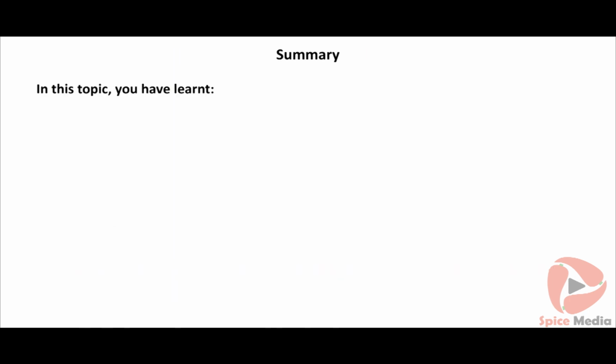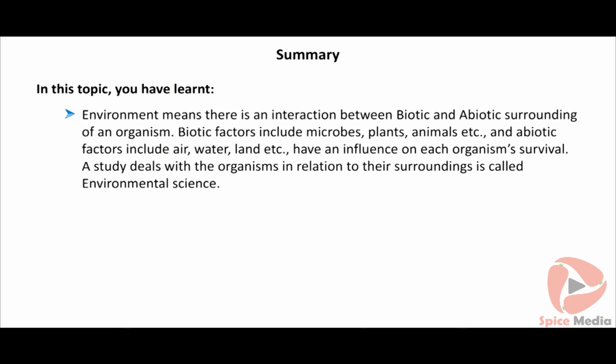In this topic, you have learnt environment means there is an interaction between biotic and abiotic surroundings of an organism. Biotic factors include microbes, plants, animals, etc. and abiotic factors include air, water, land, etc. They have an influence on each organism's survival. A study which deals with the organisms in relation to their surroundings is called environmental science.